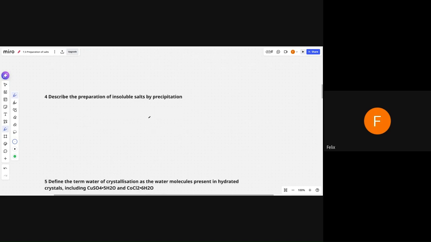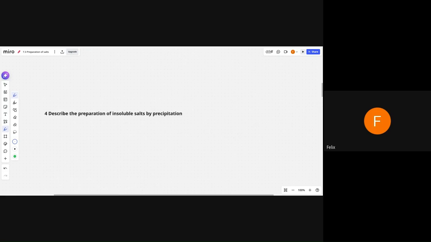Now the next topic, topic number 4: describe the preparation of insoluble salts by precipitation. This is the main topic that needs some extra attention.